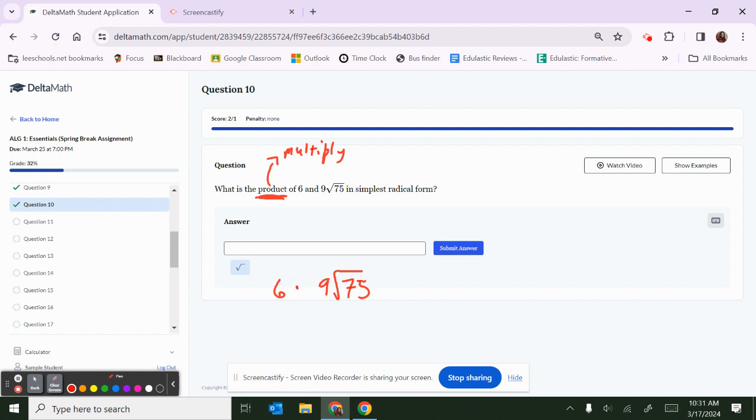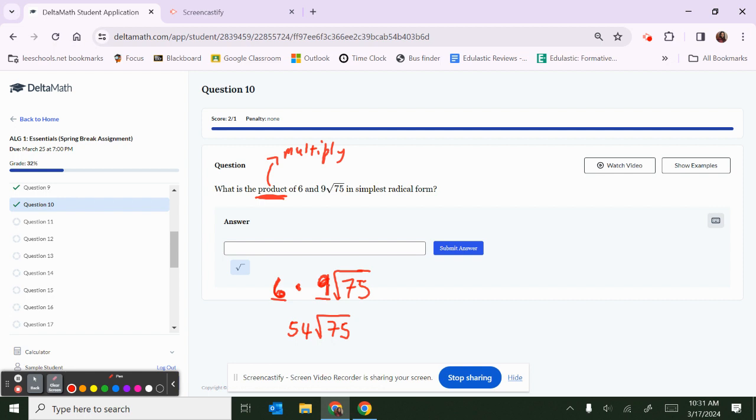First things first, when we're finding this product, we need to multiply the like terms first before we can simplify. Because this 6 does not have a square root, and the 9 is not underneath a square root, I can multiply the 6 and the 9 together. 6 multiplied by 9 is 54, and the square root 75 that's beside the 9, I'm going to just bring it down. The reason we can multiply the 6 and the 9 is because they are like terms.